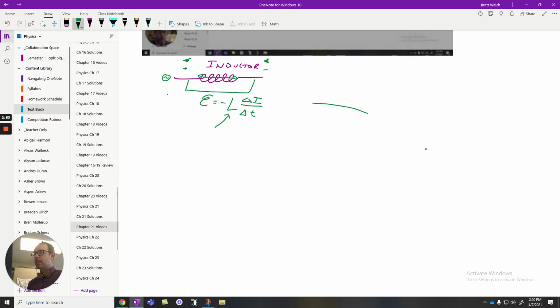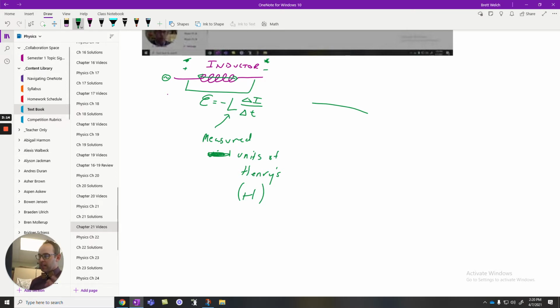And this self-inductance is measured in units of henries. We use a capital H to represent henries. And that has to do with, again, how much it pushes against that.